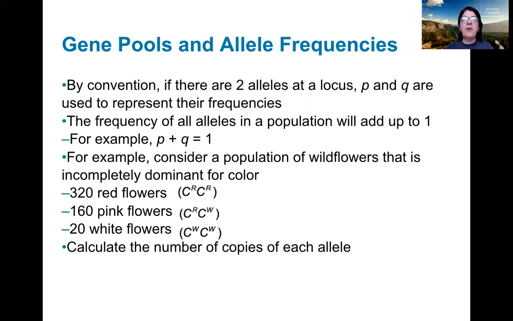So let's consider the following examples. So consider a population of wildflowers that is incompletely dominant for color. So you have 320 red flowers.